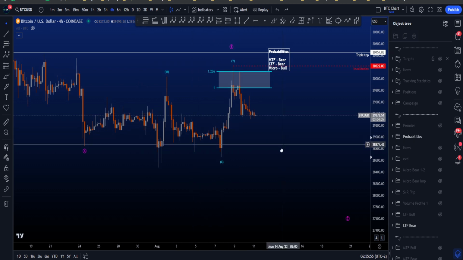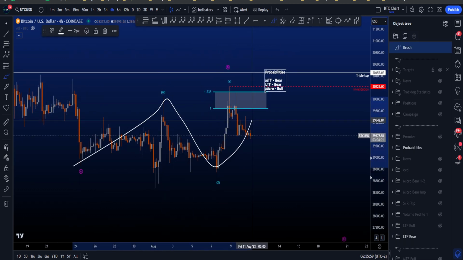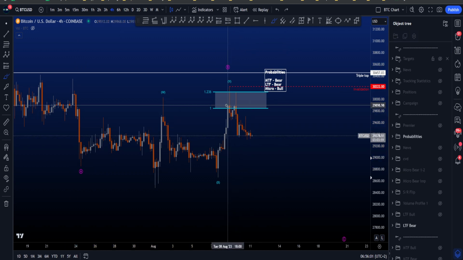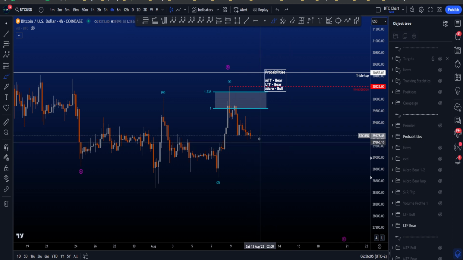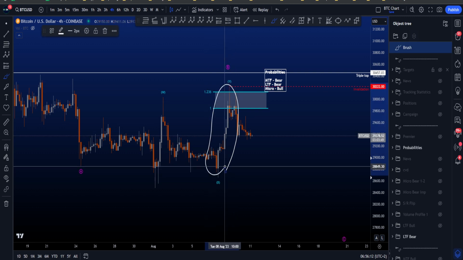An ABC is now also invalidated, this being then a wave A, B, and an impulsive C. Because of what I explained with the diagonal, we could have had a potential ending diagonal in a C, but that's also now invalidated on the lower time frames. And in a wave Y, you prefer a simple structure like a zigzag that we have now.